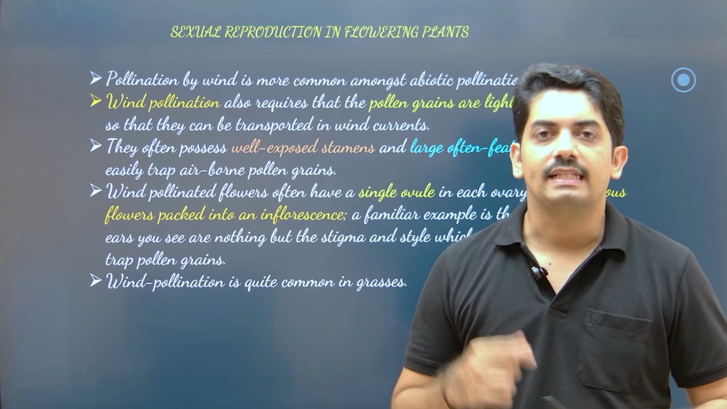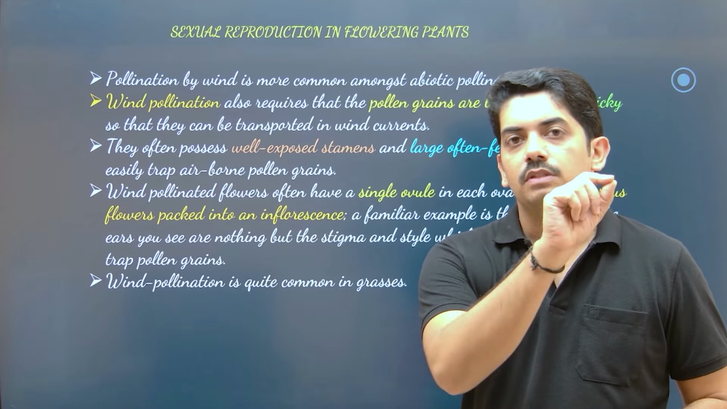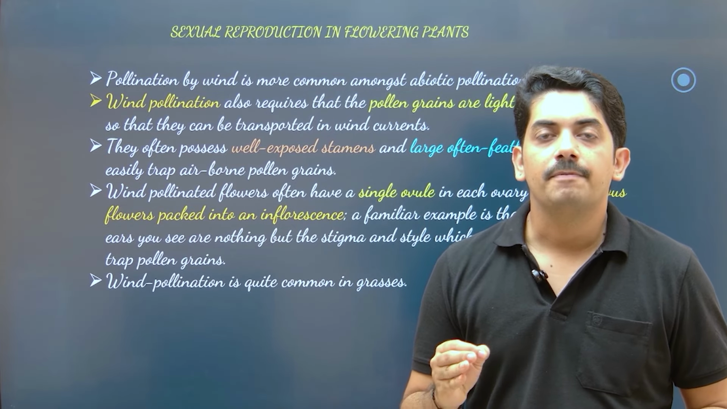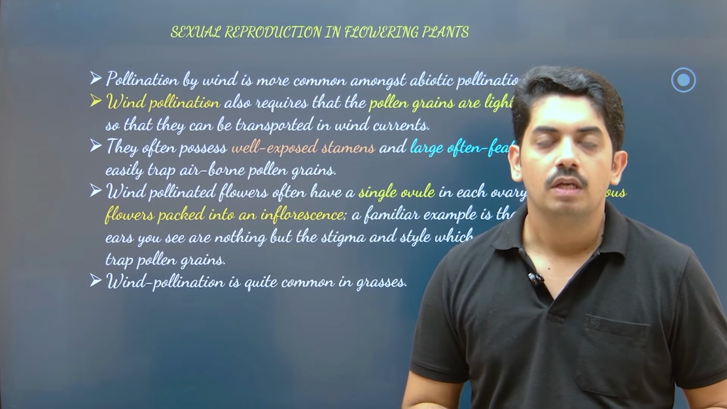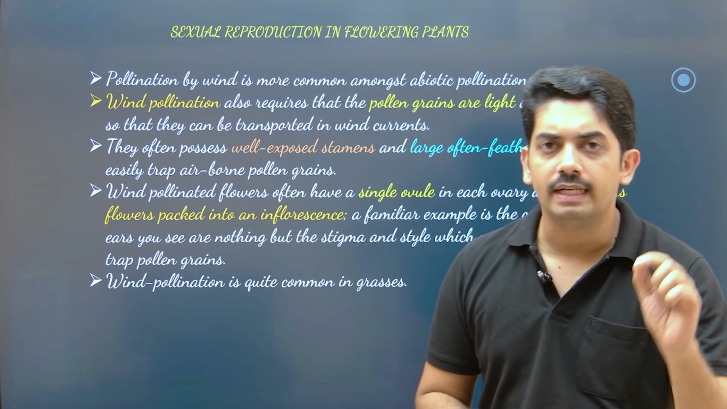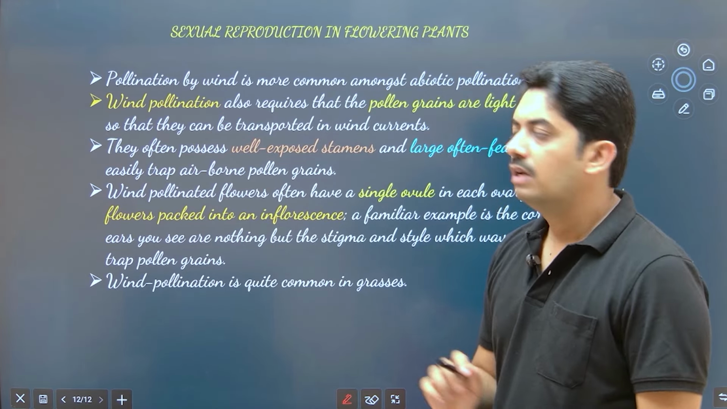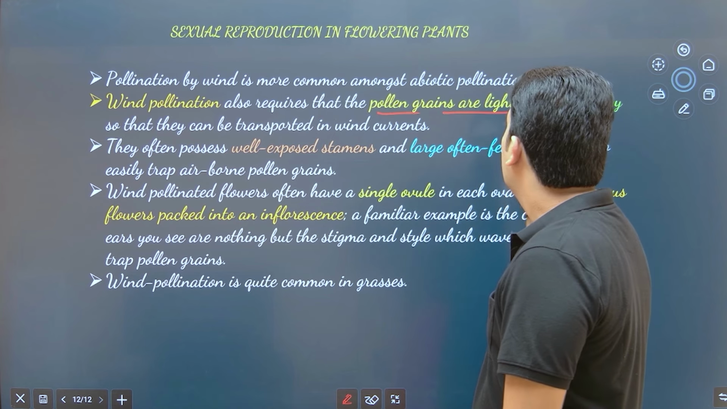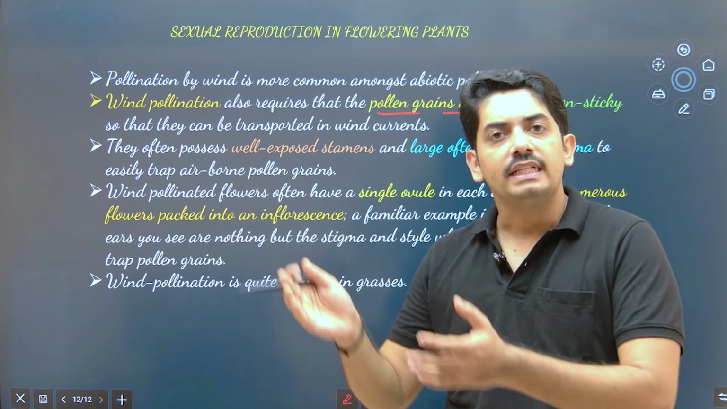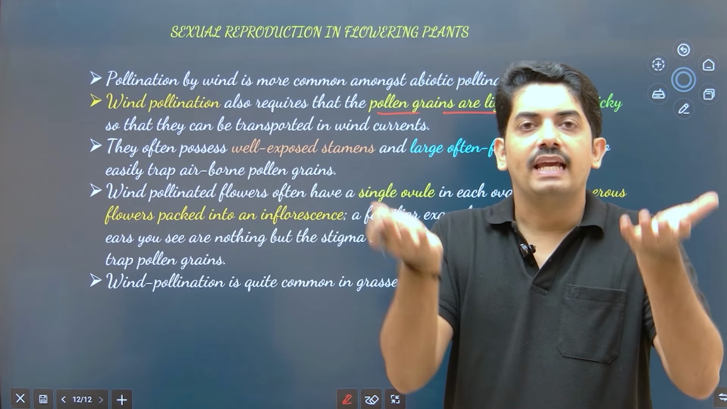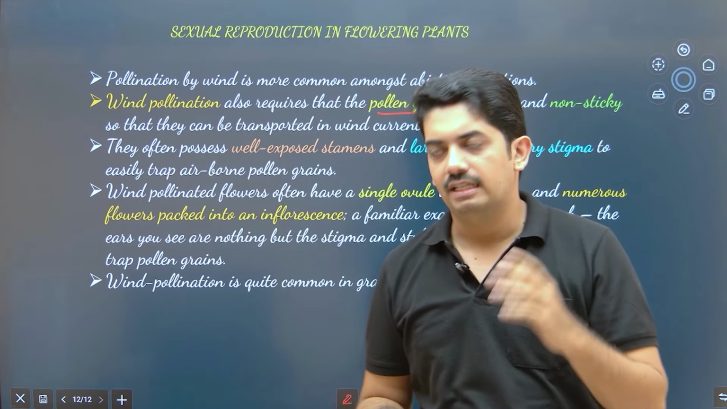See, in examination, what type of questions may appear from this? They will give a question like this: select the incorrect statement with respect to wind pollination. In that, they include certain important aspects, like what are the characteristics of a wind pollinated flower. One thing, pollen grains are light. Why is there a need of producing light pollen grains? Because they have to be carried by the wind. If they are heavy, then it is not possible. That is why the pollen grains produced are lightweight.